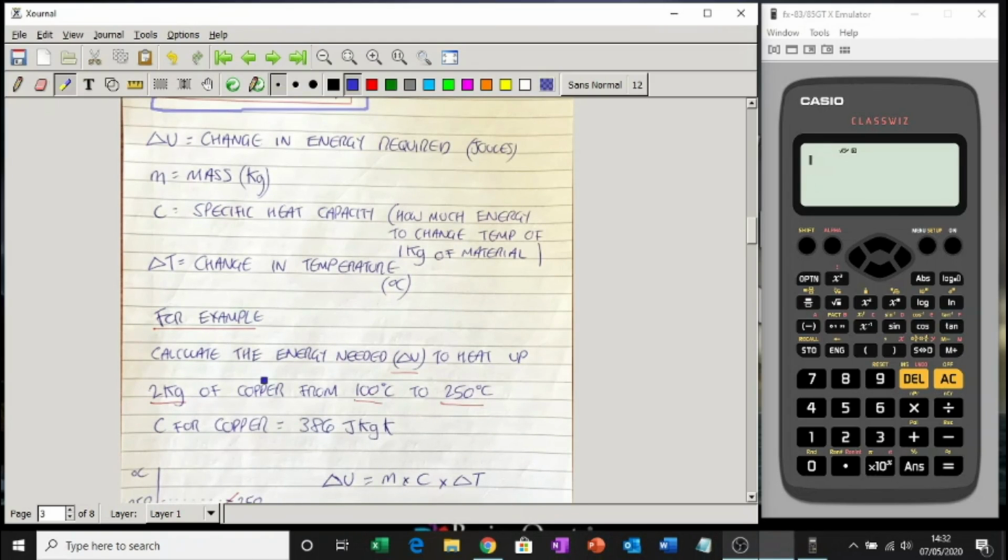So here's an example. Change color. Let's go to green because we're on copper. Calculate the energy needed to heat up 2 kilograms of copper from 100 degrees C to 250 degrees C, both in the same units, so nice and easy. Now, the specific heat capacity for copper is 386 joules per kilogram Kelvin. That's the number we're going to be using.